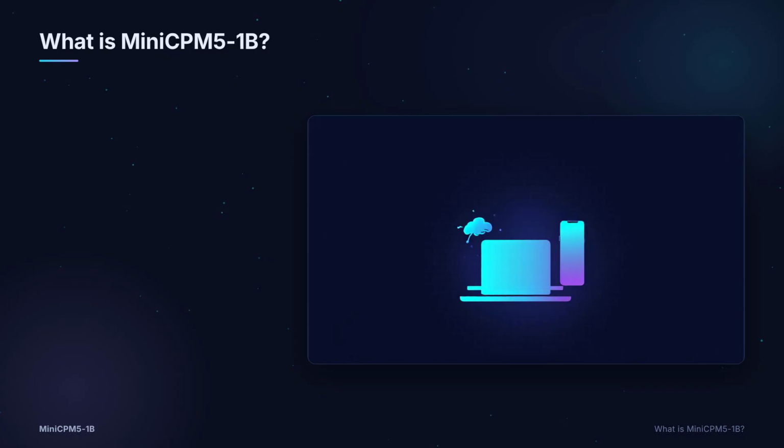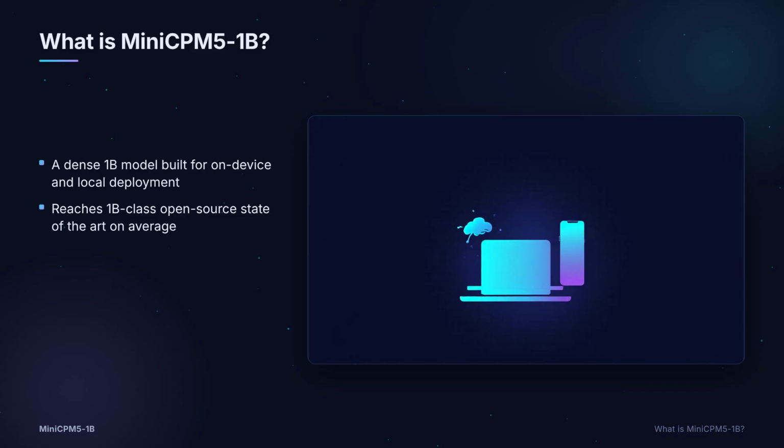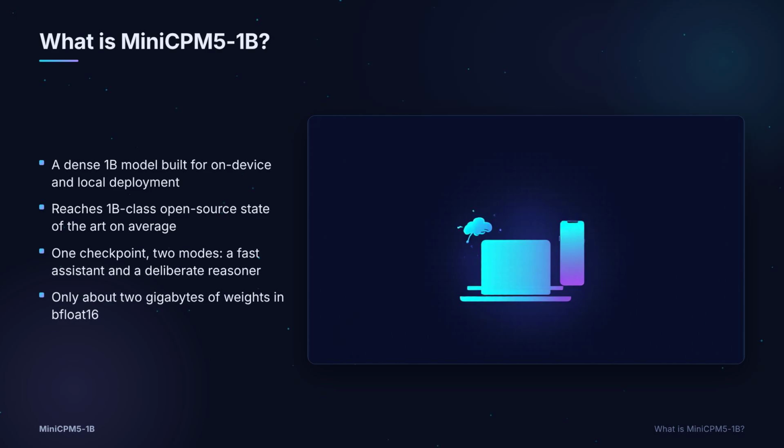It is a dense transformer with roughly 1 billion parameters, designed specifically for on-device and resource-constrained deployment. Think laptops, edge boxes, and single consumer GPUs. Despite that small size, it reaches the open-source state-of-the-art for its class, meaning it outperforms other 1 billion parameter models on average. The clever part is that a single checkpoint behaves as 2 different assistants, a fast, direct responder, and a slower, deliberate reasoner. And because it is so compact, the weights occupy only about 2 gigabytes in bfloat16, so it loads in about a second and leaves plenty of memory to spare.